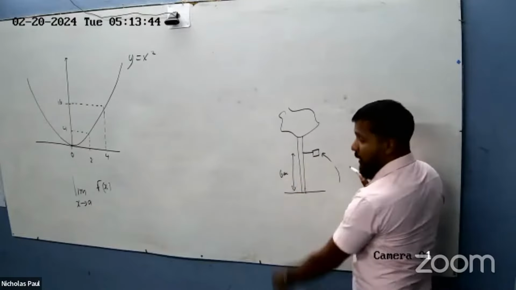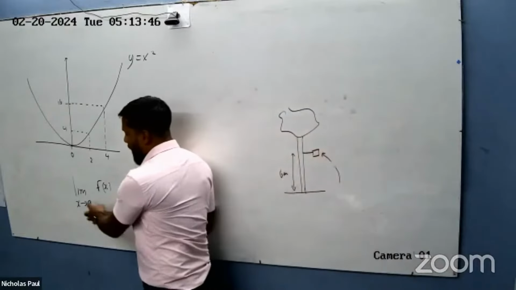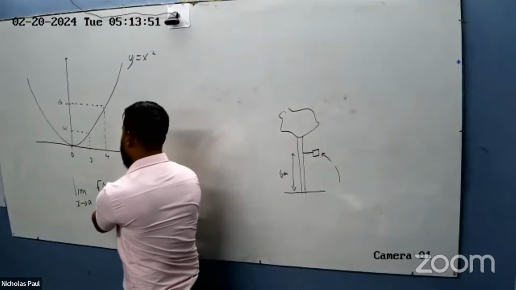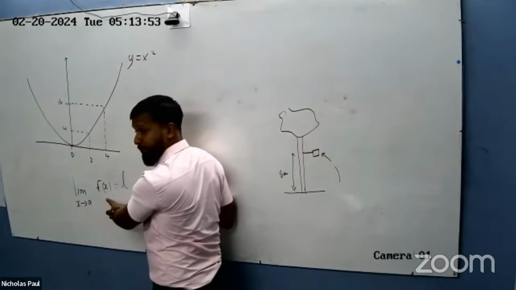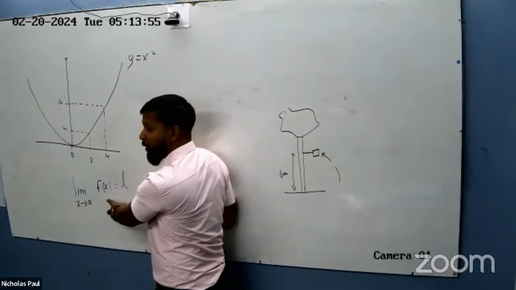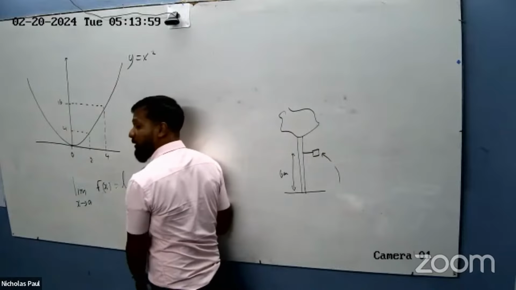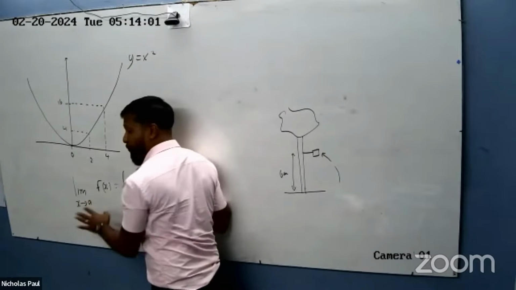Are you okay with that? So that's the concept of a limit. As you approach some value, you want to know what that function approaches. Are you okay with that? So a limit is the value a function approaches as x approaches some particular value.